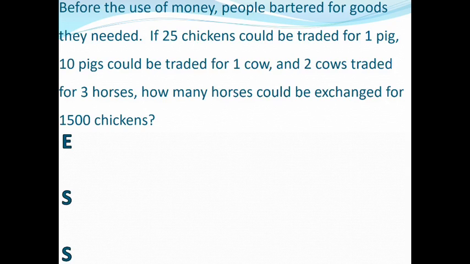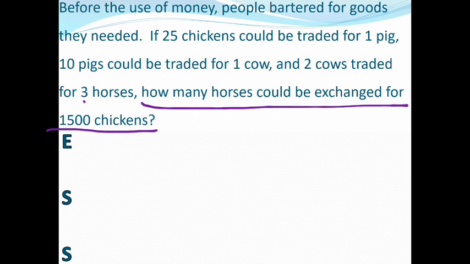So here, this says, before the use of money, people bartered for goods they needed. If 25 chickens could be traded for a pig, 10 pigs could be traded for a cow, and 2 cows traded for 3 horses, how many horses could be exchanged for 1,500 chickens? So, zeroing in on our question here, how many horses could be exchanged for 1,500 chickens?